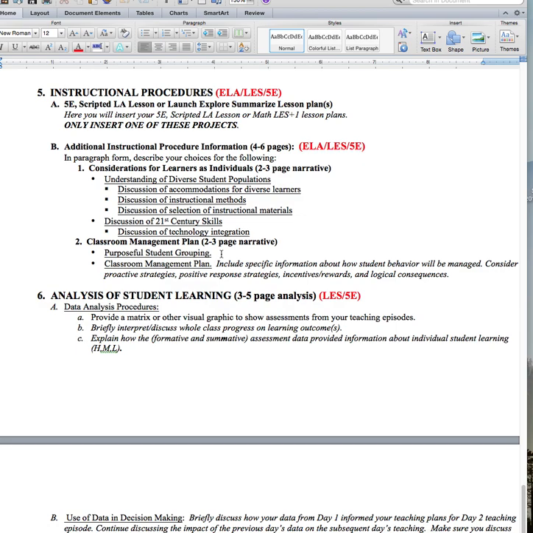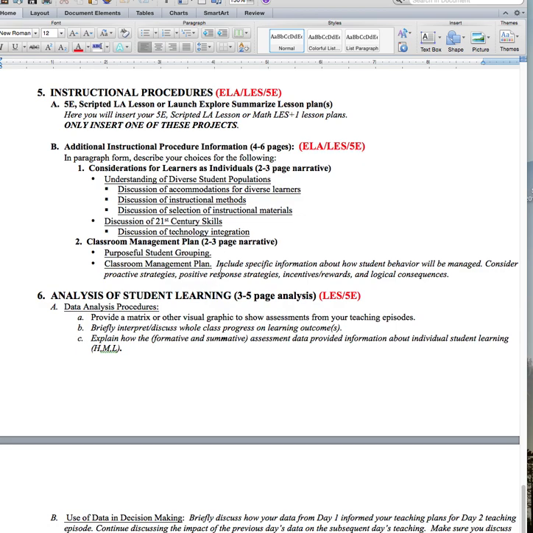And there should be a variety of groupings. So there might be some whole class instruction, there might be some think, pair, shares, there might be some small group instruction, and some of these will be homogeneous groupings and some will be heterogeneous groupings. So make sure that you are very clear about how purposeful your grouping is for your IDP.